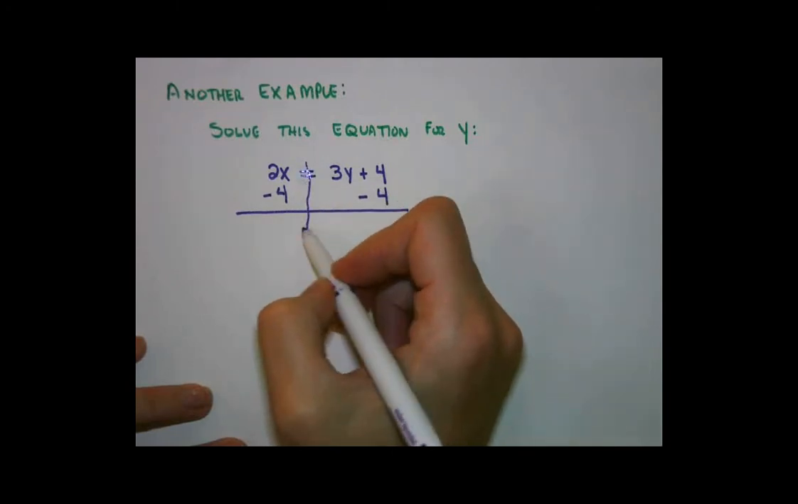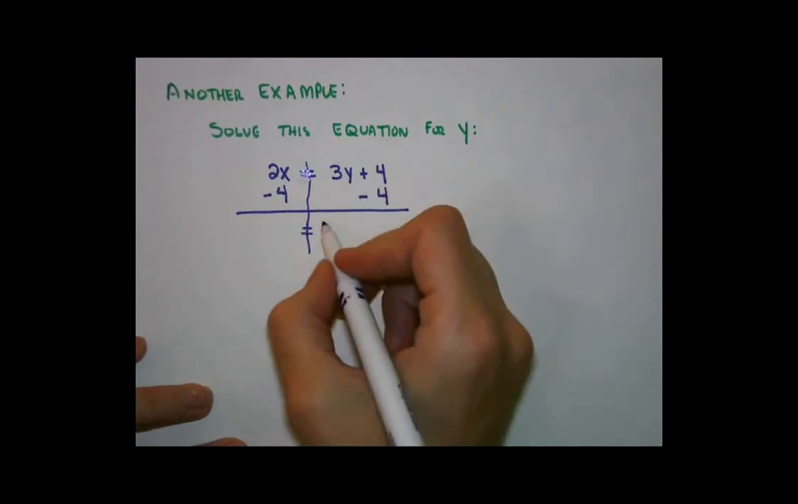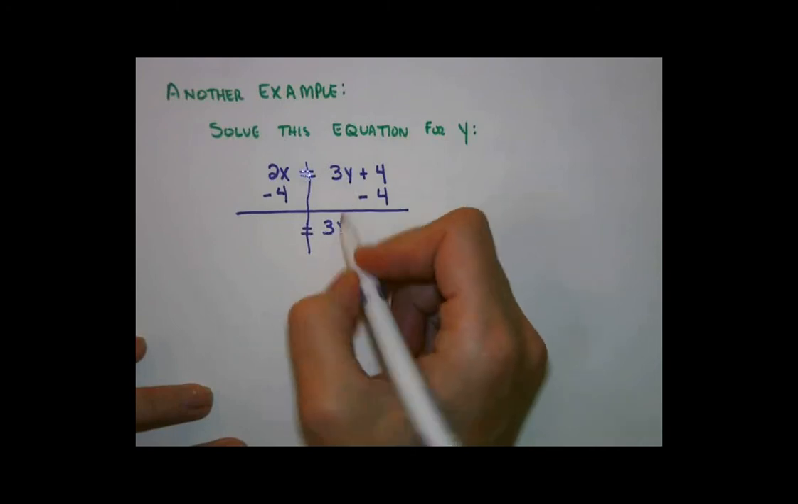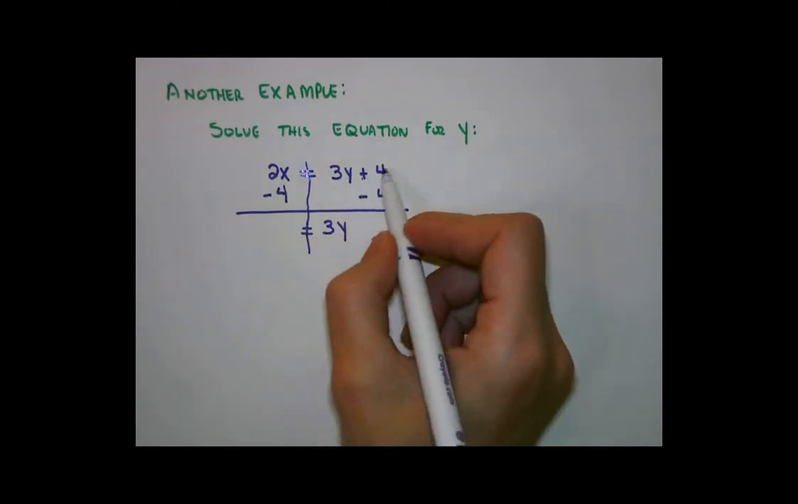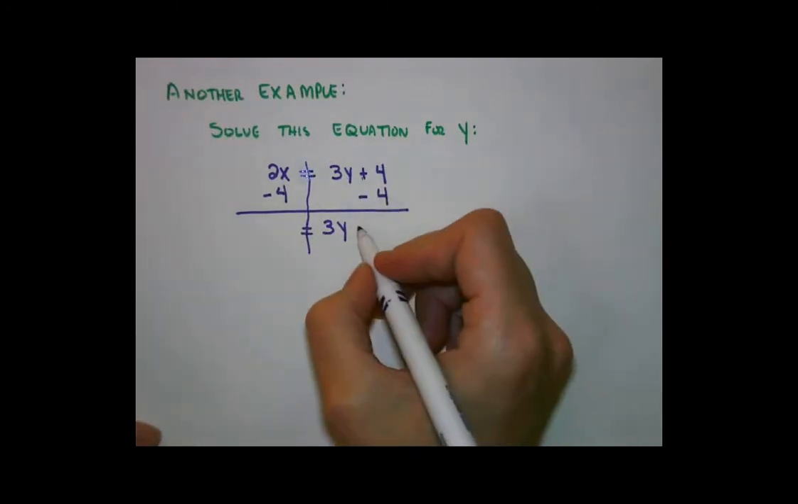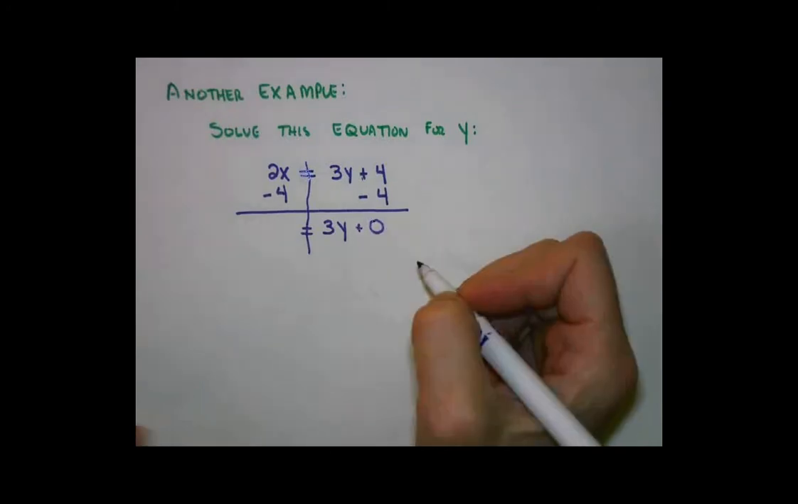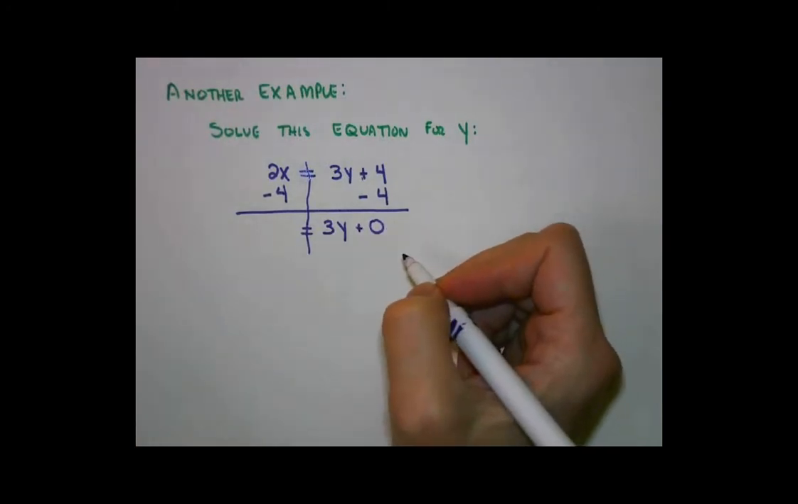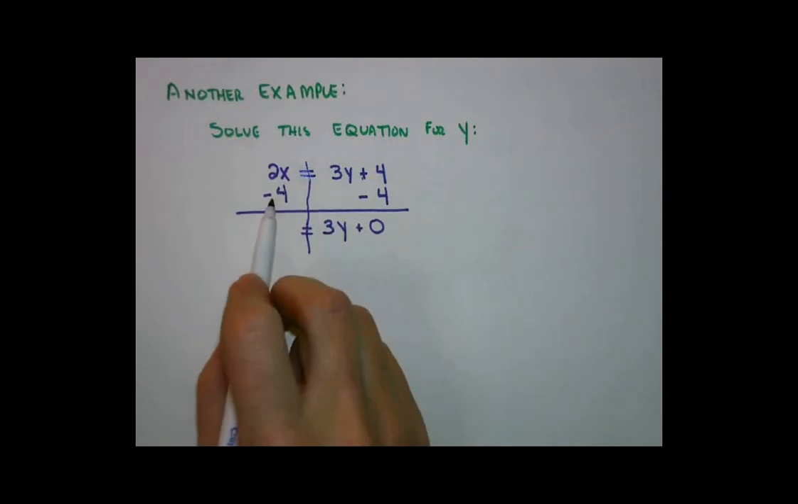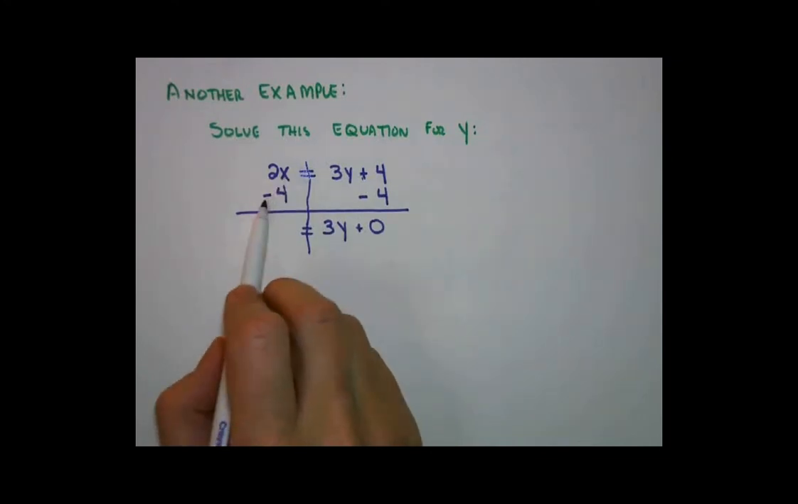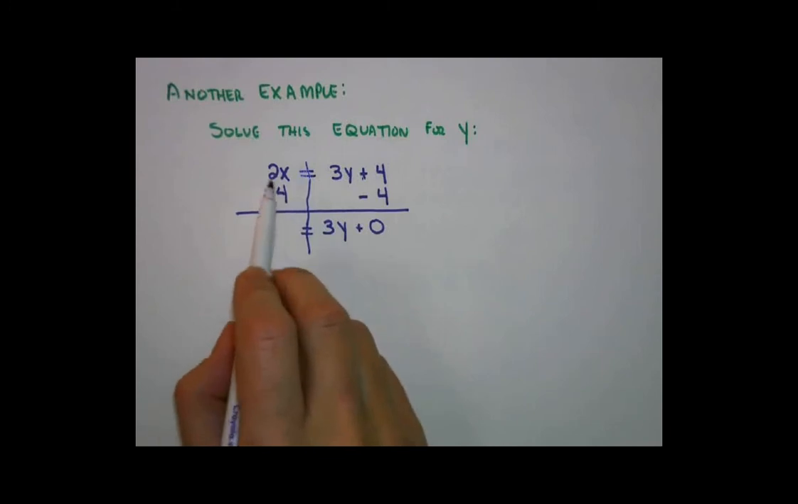When I do that, what I have on the right-hand side is still 3y. I haven't changed that. I have positive 4 and negative 4. When I add them together, I get 0. So on the right-hand side, I have 3y plus 0. On the left-hand side, I have 2x minus 4. These two are not like terms. One is a variable term.